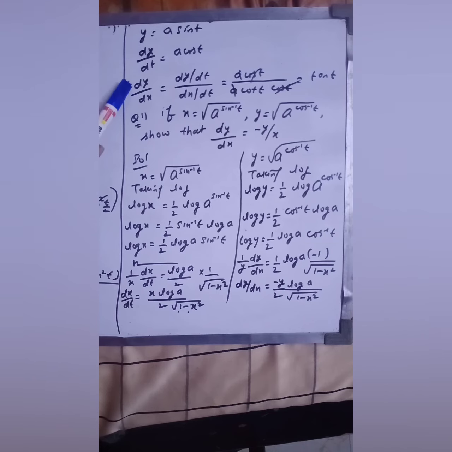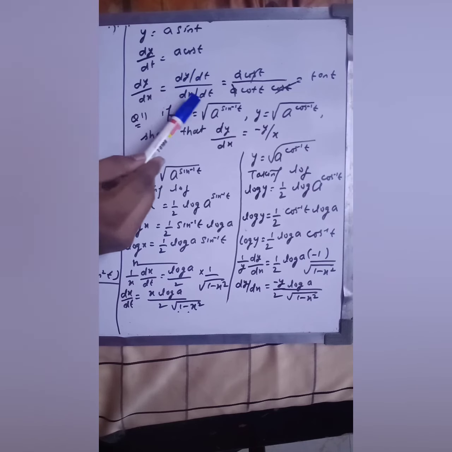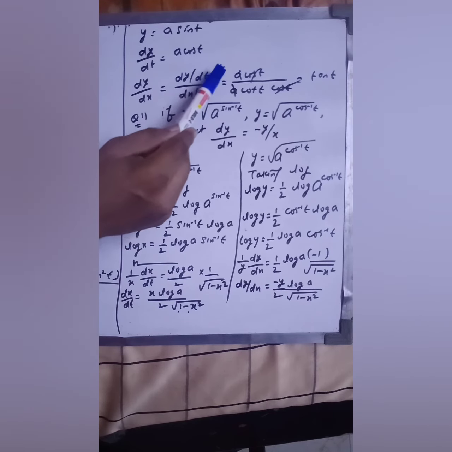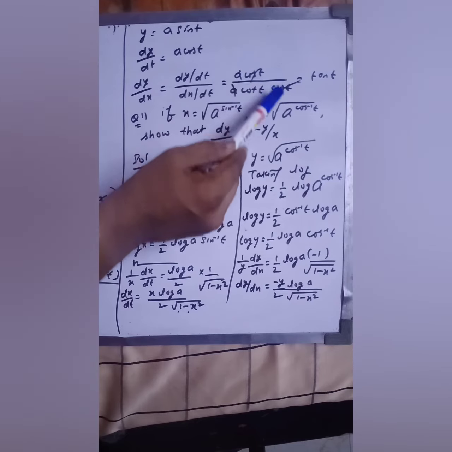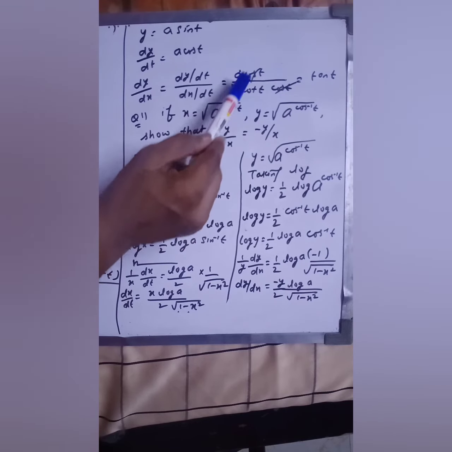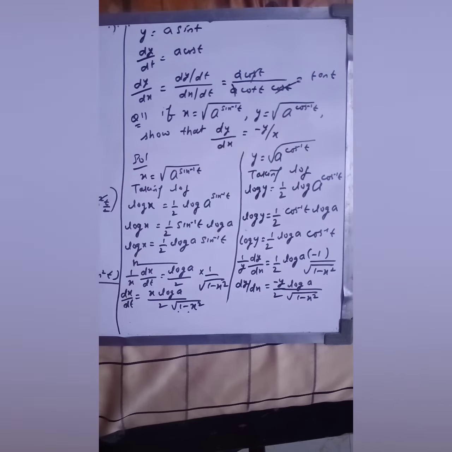And if you have to find out dy by dx, that is dy by dt and dx by dt, just put the values. Okay, cos and cos will cancel out, a and a will cancel out, 1 upon cot is tan t. So this is the answer of your question number 8.